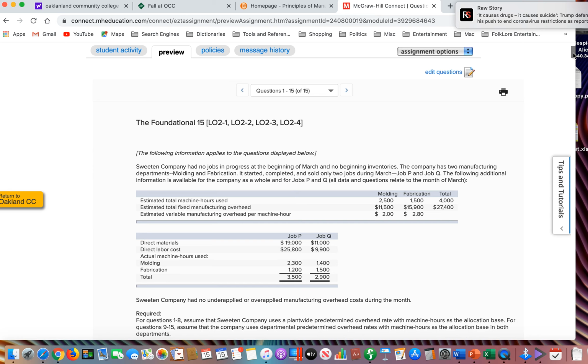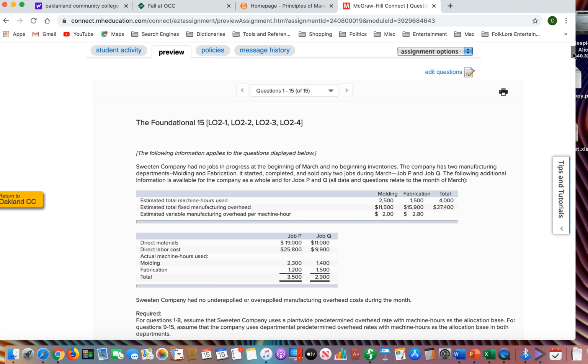If you go back to the PowerPoint slides for Chapter 2, which I've already uploaded for you and included my narrative or my audio, if you go and look at slides 30 through 37, they will give you an example there that's not here in this problem. They will show you two departments, and the allocation base was different for each of those departments. One was machine hours and one was labor hours. And that's what you're going to see on the exam, basically.